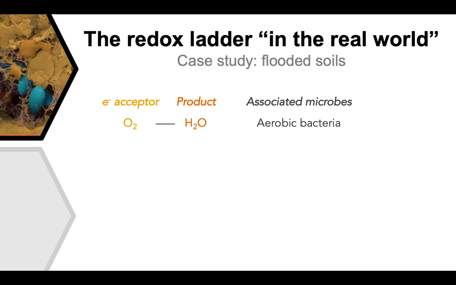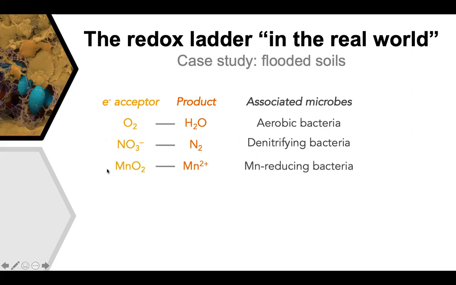Now, sometimes we don't have enough oxygen to accept those electrons, and so the next thing down the line is nitrate. When nitrate accepts electrons, it ends up as N2 gas. That process is known as denitrification, and it's undertaken by denitrifying bacteria. When we're out of nitrate, our next terminal electron acceptor is manganese, and it's reduced to manganese 2+. Again, that's manganese reducing bacteria. Similarly, we have iron, which can go from Fe3+ to Fe2+, and that's undertaken by iron reducing bacteria.